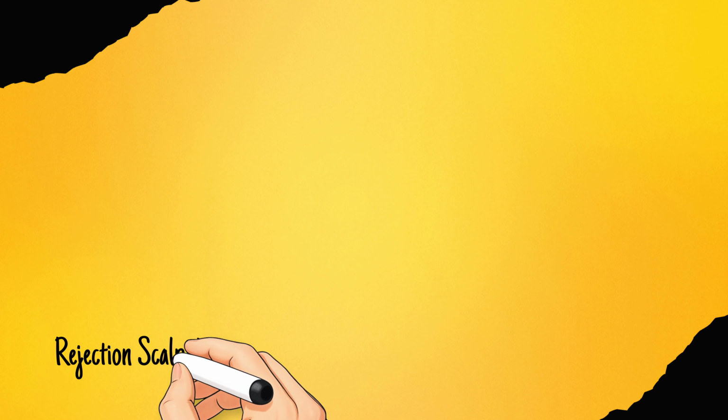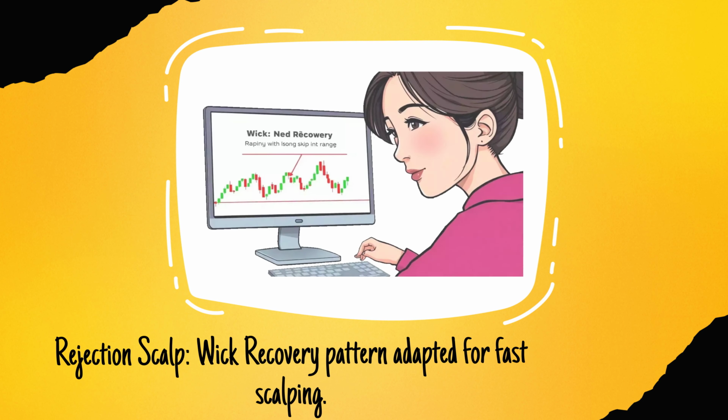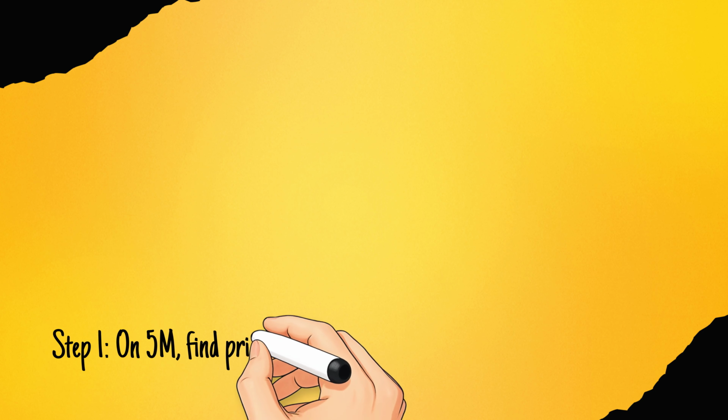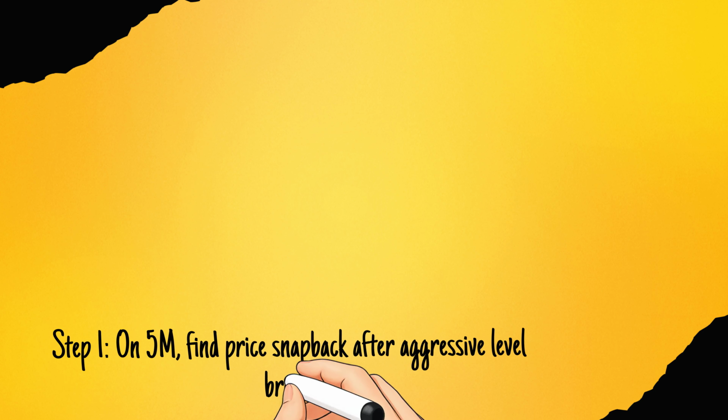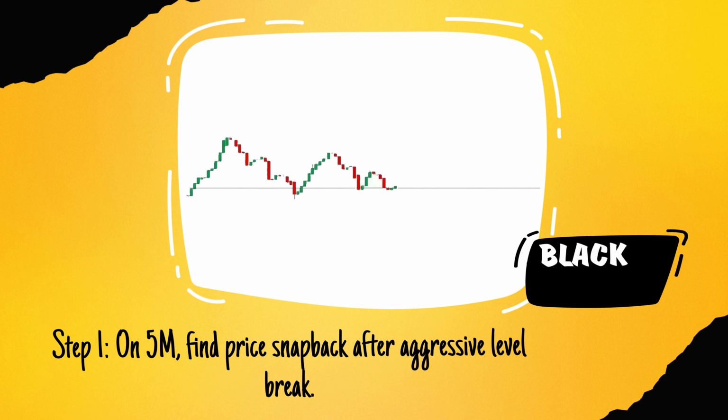The high probability scalp setup: the rejection scalp. We adapt the wick recovery pattern for speed. Step 1, 5-minute setup. Identify a strong support or resistance level. Wait for price to aggressively push through it and then immediately snap back and close inside the range with a long wick. This is your high probability pivot zone.